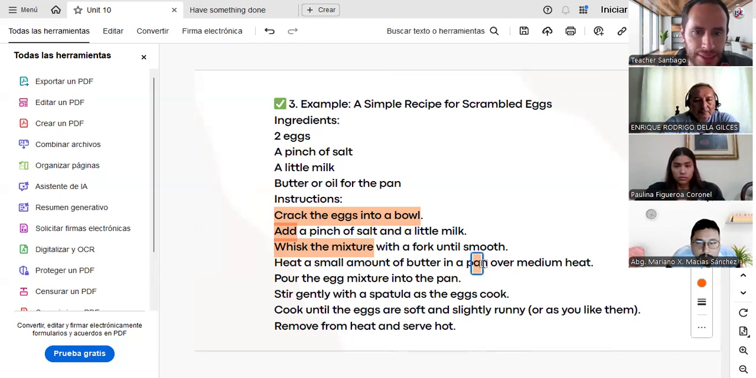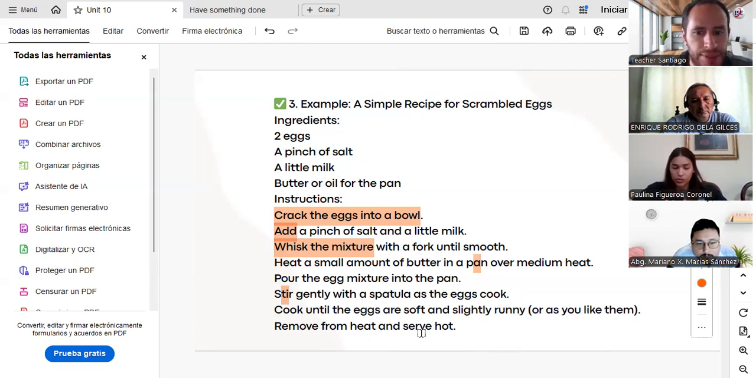So what do you think pan means in this context? Sartén. Thank you so much, Javier. Good job, well done. Pour the egg mixture into the pan. Stir gently with a spatula as the eggs cook. What do you think is stir in this context? Como retirar. Retirar o sacar. Yes, thank you so much. Are you sure? Because it says, stir gently with a spatula as the eggs cook, mientras los huevos se cocinan. So, if we are doing scrambled eggs, we mix, meaning como mover, revolver. Revolver in this case. Gently, amablemente. Okay. Cook until the eggs are soft and slightly runny, or as you like them.